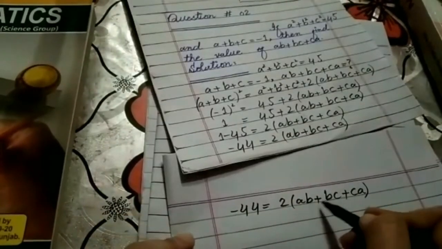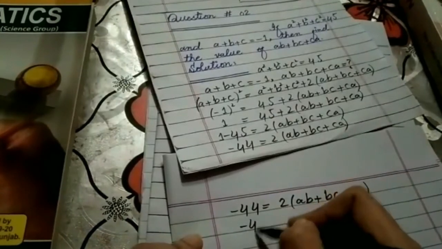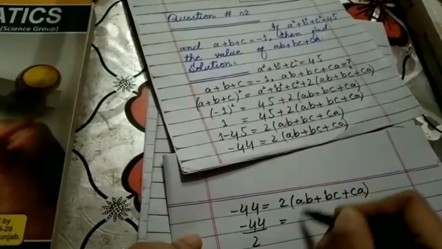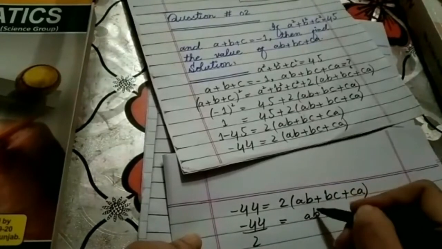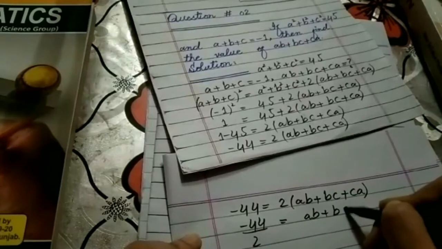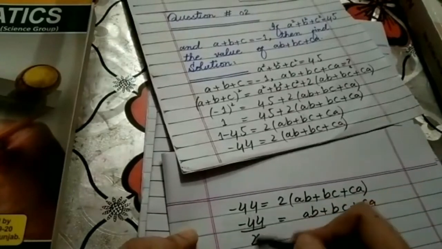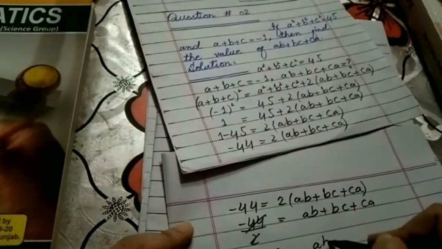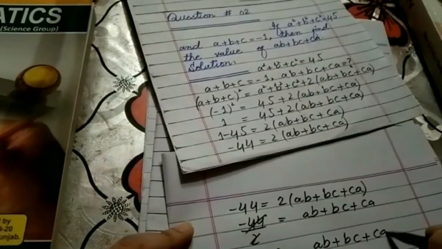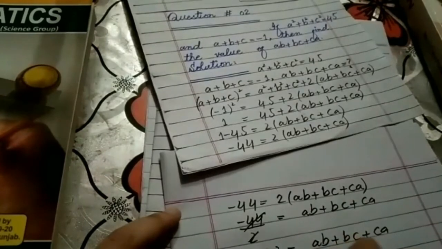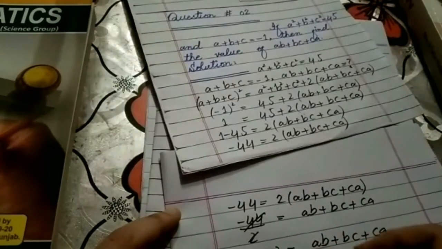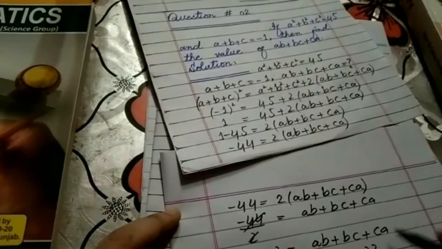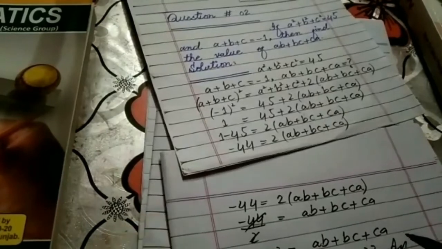What to do now? We have to find this value. So 2 will be divided on both sides, or you can say 2 is multiplied here, so it will be divided on the other side of the equality. So minus 22, that is ab plus bc plus ca. Now ab plus bc plus ca is equal to minus 22. So that is the correct answer.